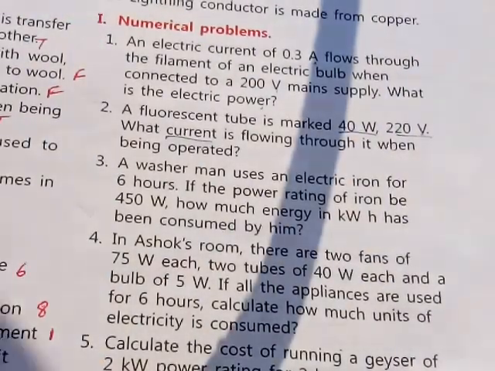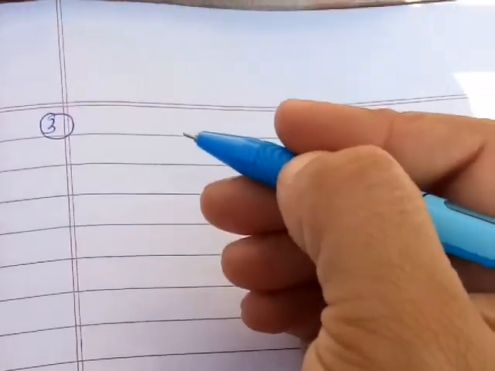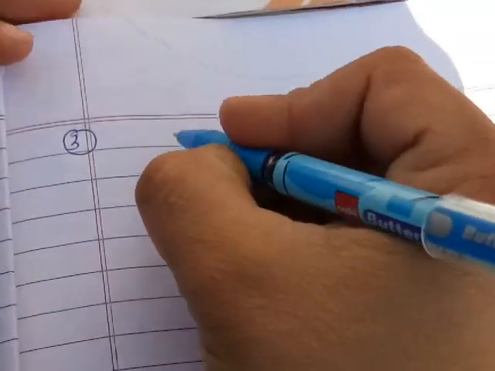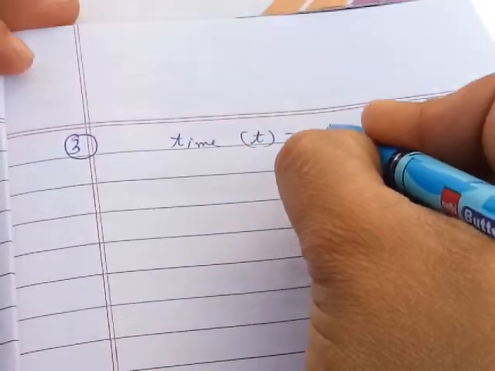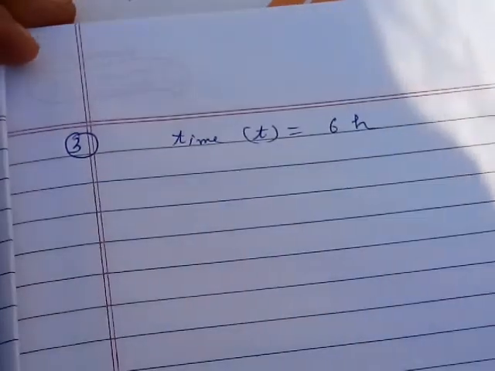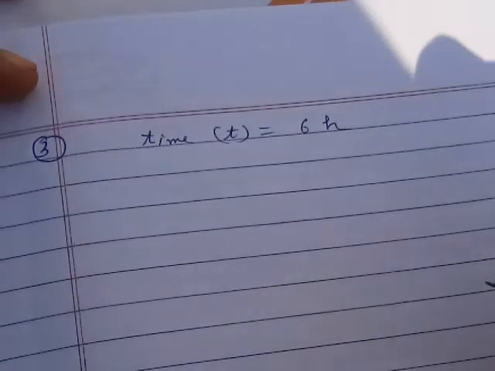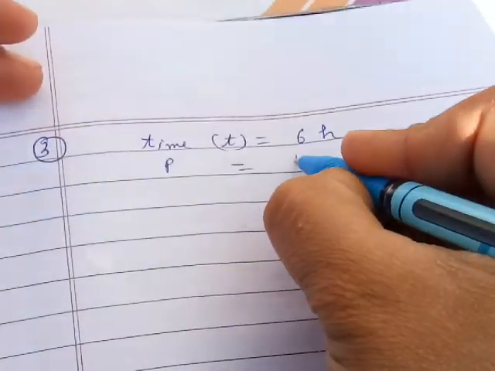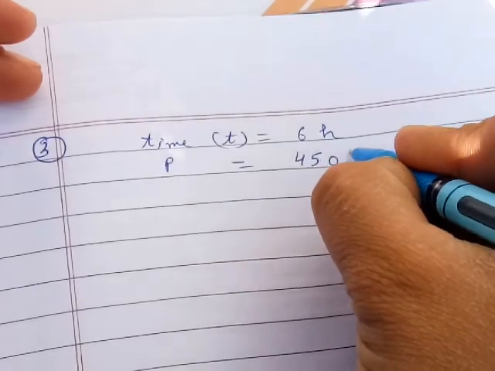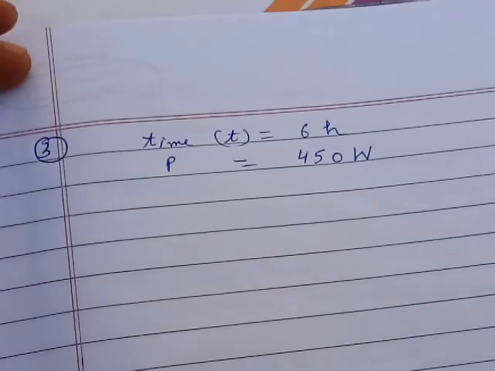So let's start to do it. It's a simple numerical. Now third numerical, given that time t is equal to 6 hours. Okay, now the second is given, power P is equal to 450 watt. Okay, we want to find in kilowatt hour.